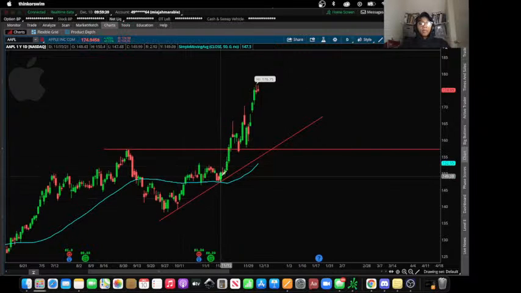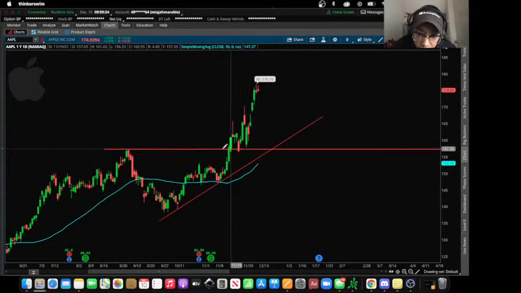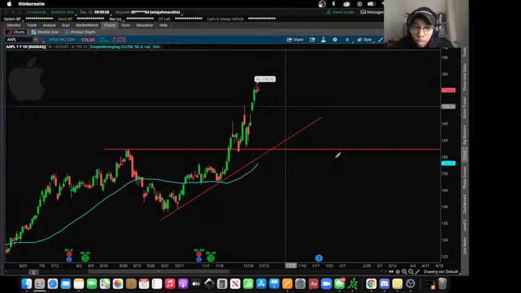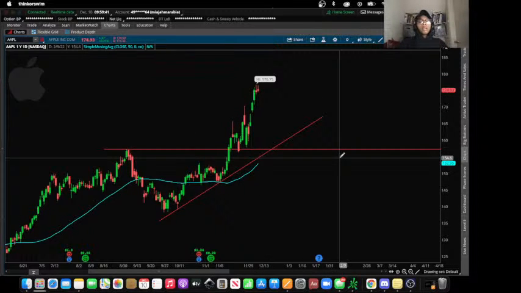So this is Apple. It looks like we broke through a resistance. I'm sorry, support here. No, I was right, resistance. Broke through a resistance. You see it retested, and then shot straight up. We're at all-time highs right now for Apple.